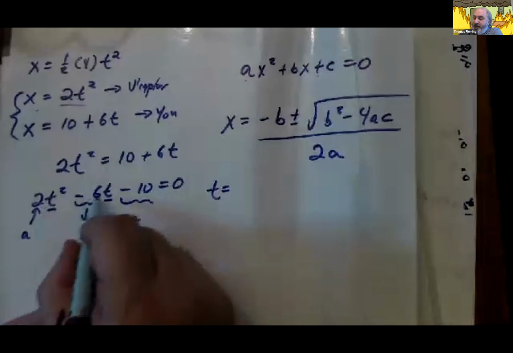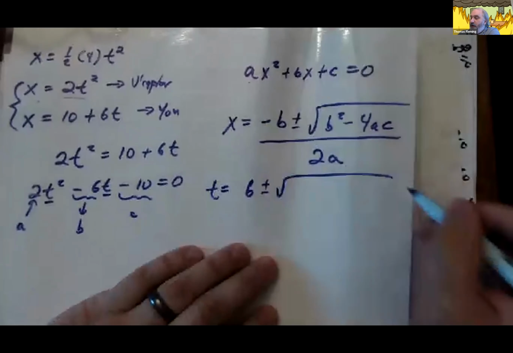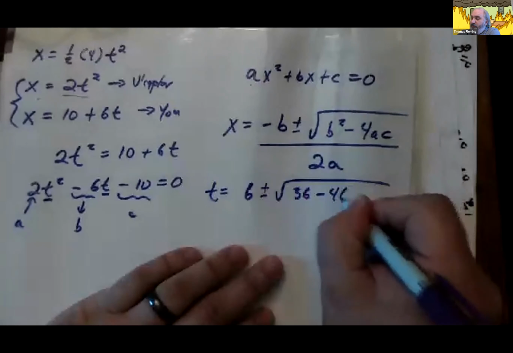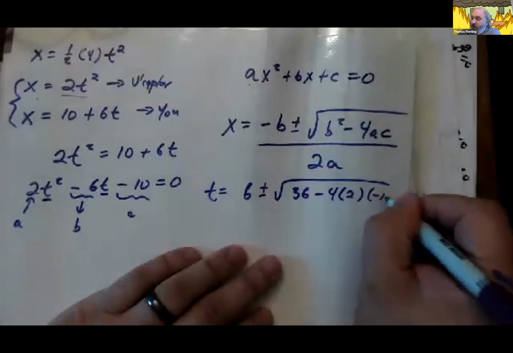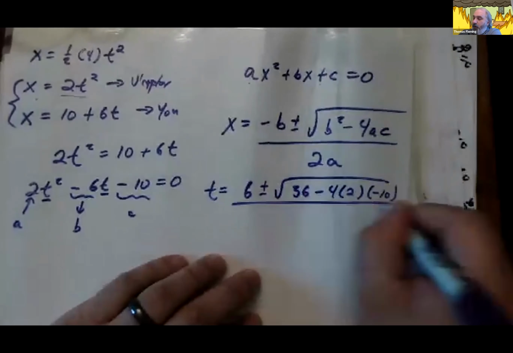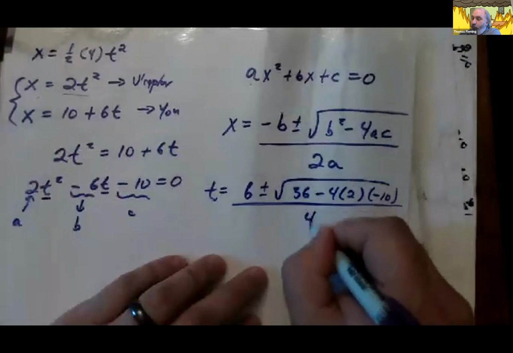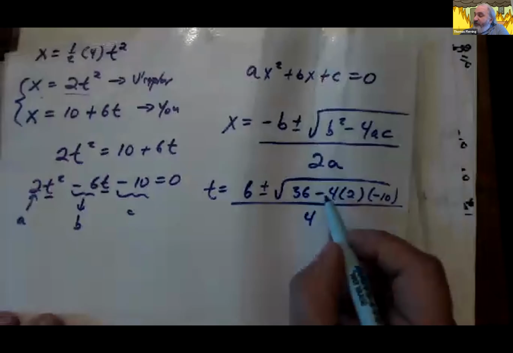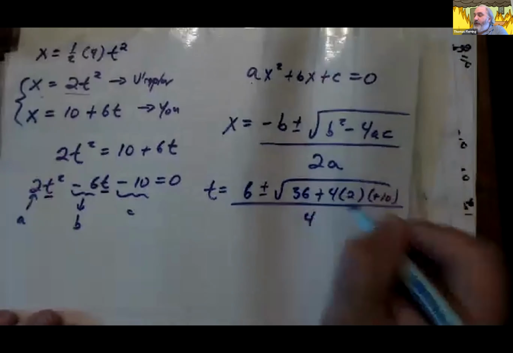So negative 6 is positive 6, plus or minus the square root of b squared, so that's 36, minus 4 times a, which is 2, times c, which is negative 10, all over 2a, so 2 times 2 is 4. And we're good to go. Notice cool thing, minus times a minus becomes plus. That's important because it means we're not going to get a negative underneath the radical.